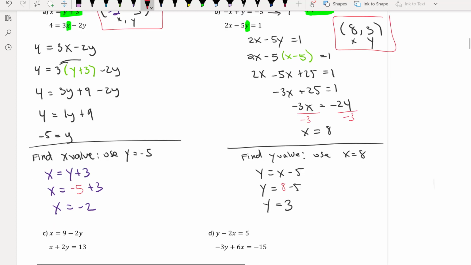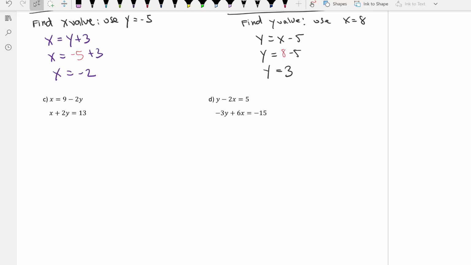Okay. Now for part C, this one's really nice because the x is already isolated. Perfect. Since the x is isolated, this is what x represents. So that is what I'm going to plug in. So I have x plus 2y is equal to 13. So the x value that I'm plugging in is 9 minus 2y. And I have plus 2y is equal to 13.